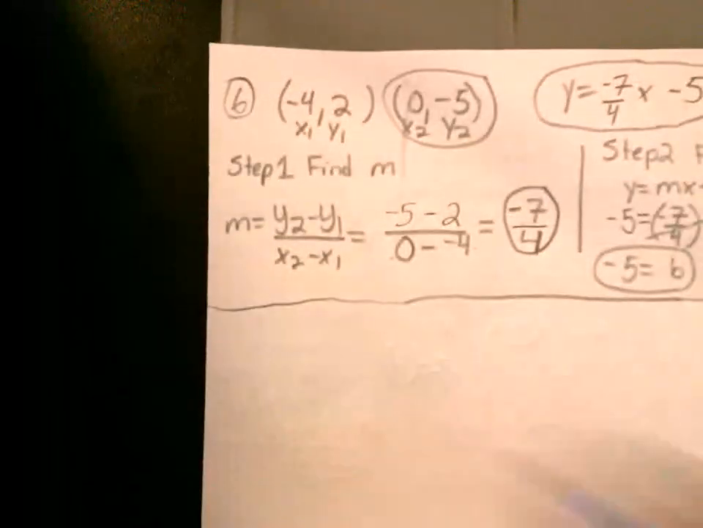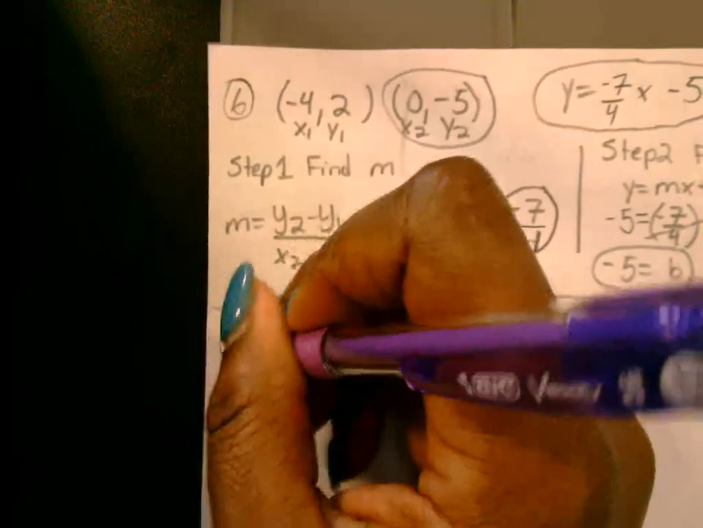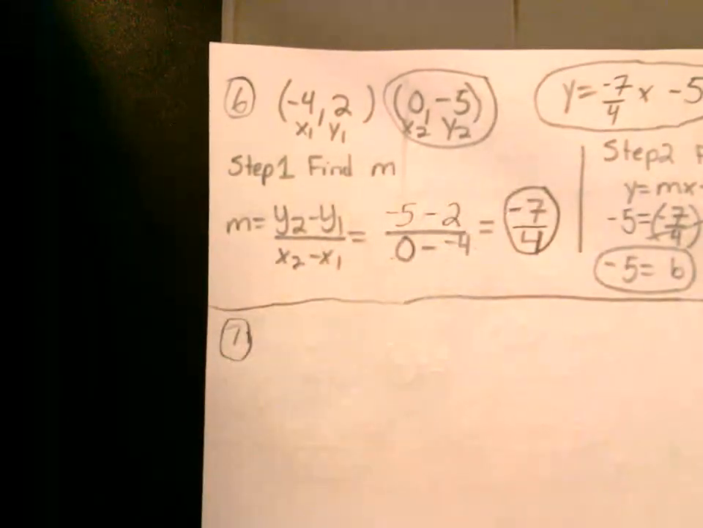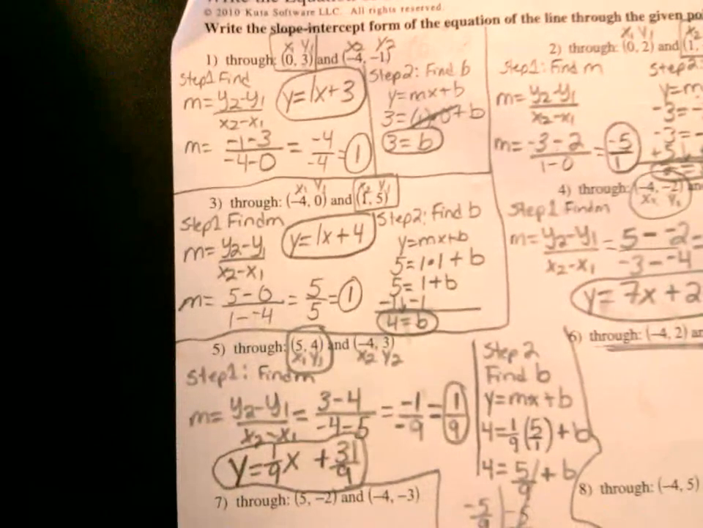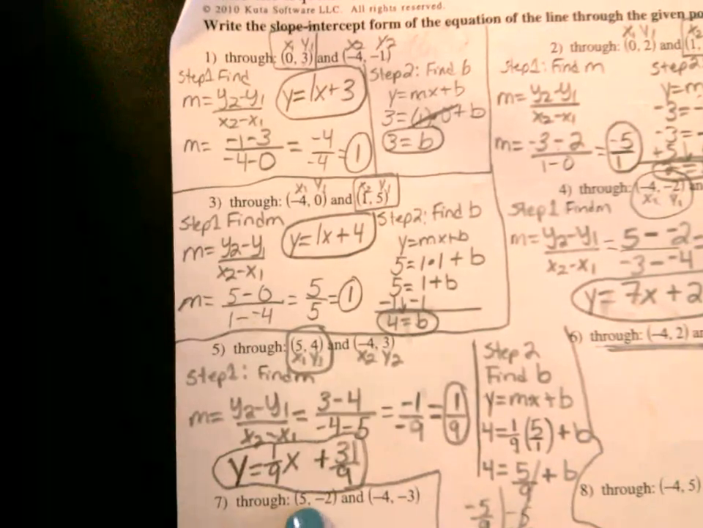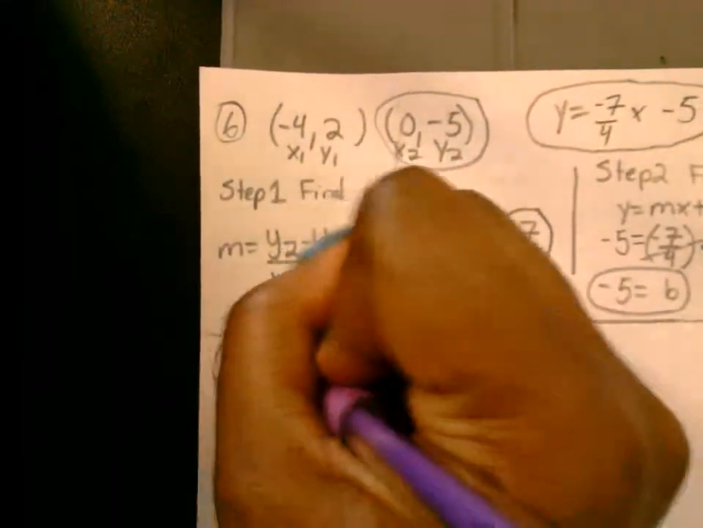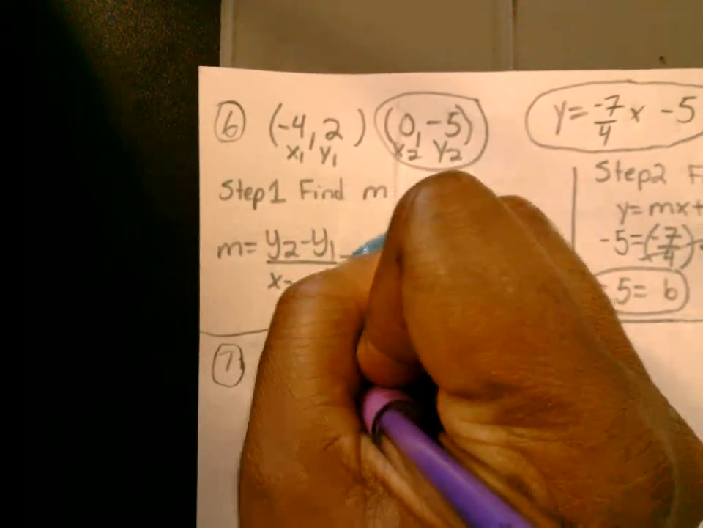All right, number 7, you're going to do on your own. I can walk you through some of you that don't know how to do it, but I want you to try it on your own. We got 5 and -2, and -4 and -3.